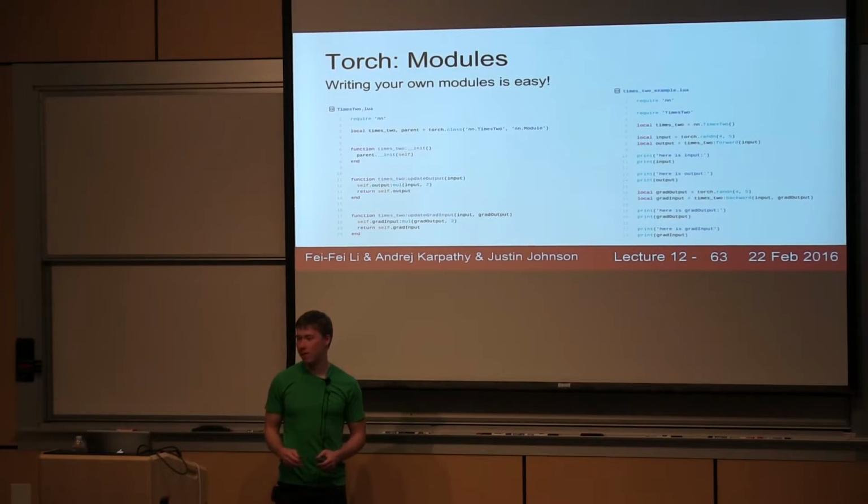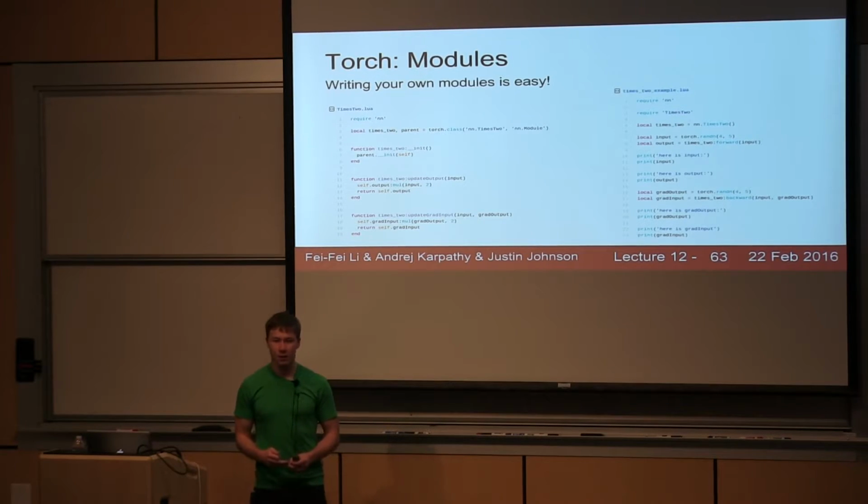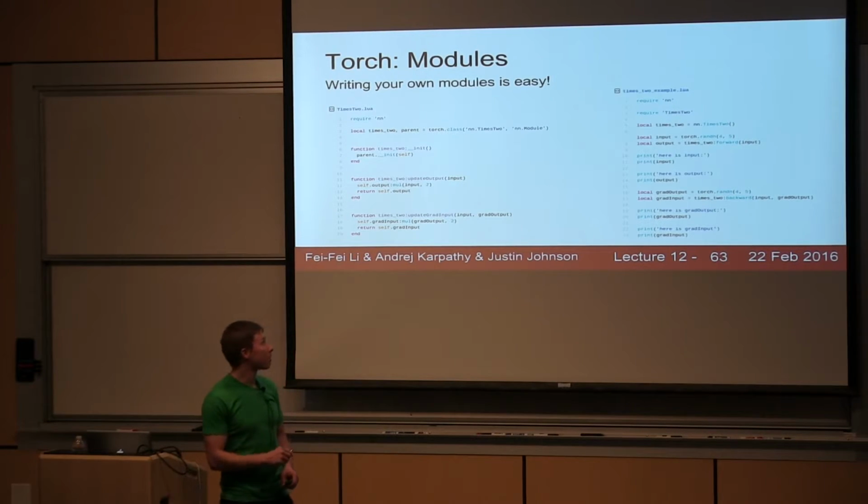But when these existing modules aren't good enough, it's actually very easy to write your own. Because you can just implement these things using the Tensor API and just implement the forward and backward, it's not much harder than implementing layers on the homeworks. Here's just a small example. This is a stupid module that just takes its input and multiplies it by 2. You can see we implement the update output and the update grad input. And now we've implemented a new layer in Torch in just 20 lines of code.